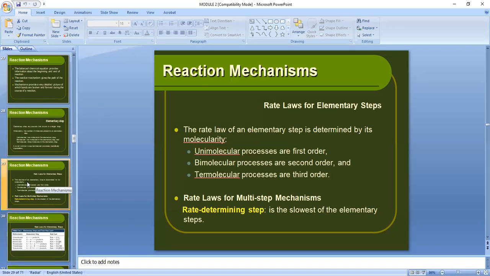Of course, your overall reaction in the first place is non-elementary, because what is given to you is the overall reaction, and it does not correlate with the provided rate law. So what you just assume to be elementary are the steps in your mechanism.